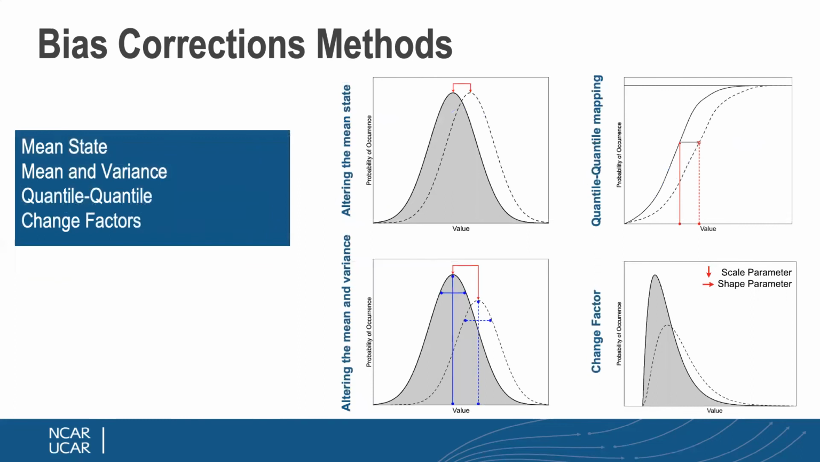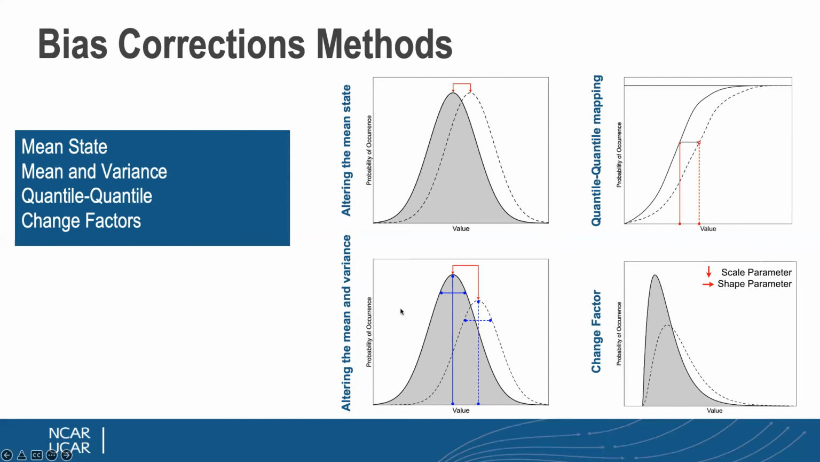Here I'm showing you 4 bias correction methods that are typically used. The top one, and the one that I would actually recommend you start off with, would be altering just the mean state. So what I'm showing you here is a PDF. The one in gray is, say, for instance, from the climate model, and the one that is dotted might be from your observations. And you can see there is a mean difference between the two, and you can use this mean difference to adjust your climate model.